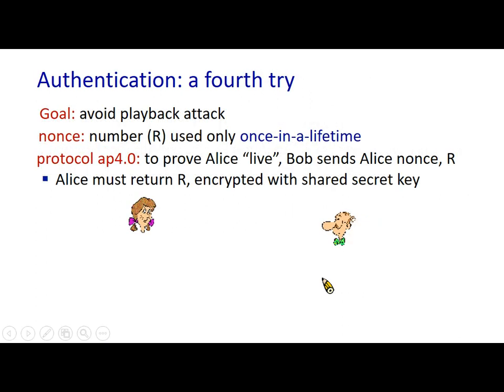Authentication, the fourth try. The goal is to avoid a playback attack. We use a nonce, a number R used only once in a lifetime. The protocol AP 4.0: to prove Alice's liveness, Bob sends Alice a nonce.